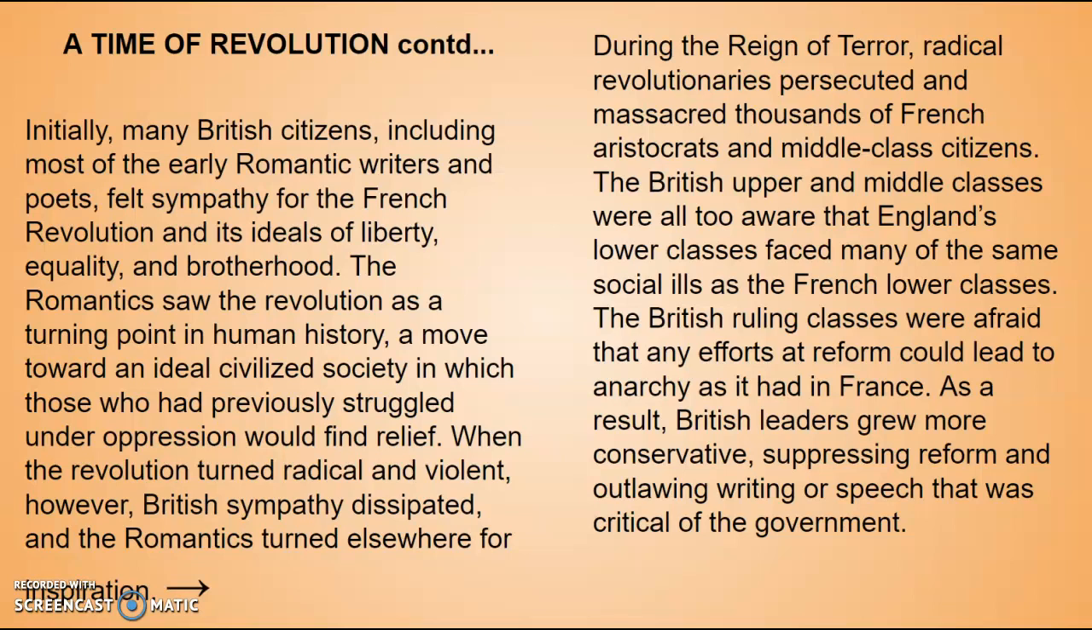During the Reign of Terror, radical revolutionaries persecuted and massacred thousands of French aristocrats and middle-class citizens. The British upper and middle classes were all too aware that England's lower classes faced many of the same social ills as the French lower classes. The British ruling classes were afraid that any efforts at reform could lead to anarchy, as it had in France. As a result, British leaders grew more conservative, suppressing reform and outlawing writing or speech that was critical of the government.